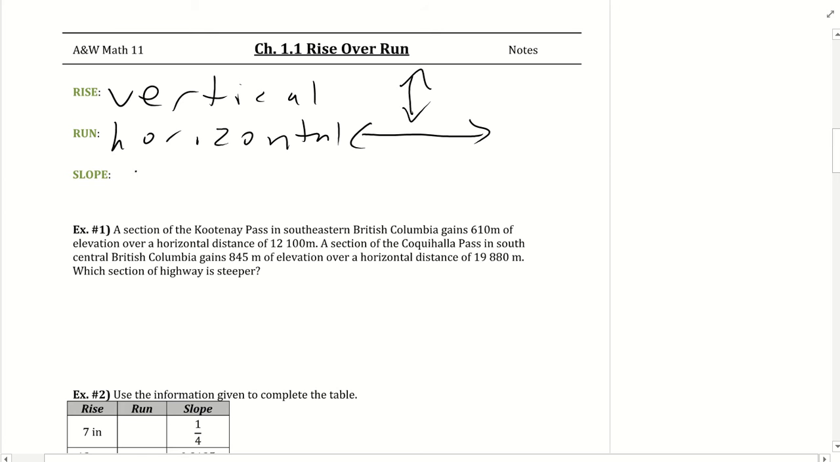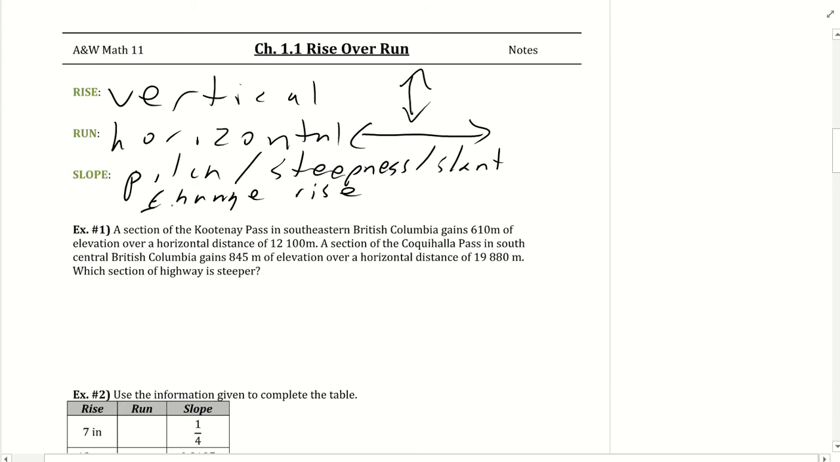So slope is, like we said, the pitch, the steepness, or the slant, and basically it's the change in the rise over the change in the run. Okay, so hopefully that helps you out. And hopefully you can now see why we did the other section too, to really understand fractions and proportions, because it ties so well into all three of these concepts: rise, run, and slope.